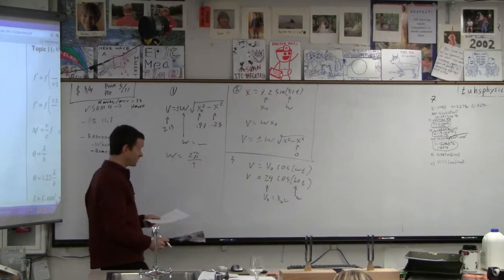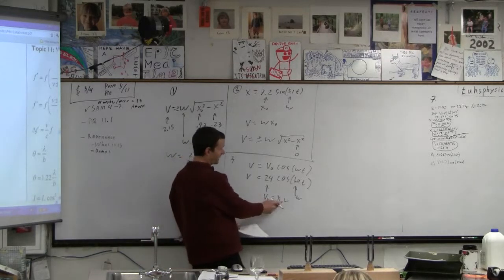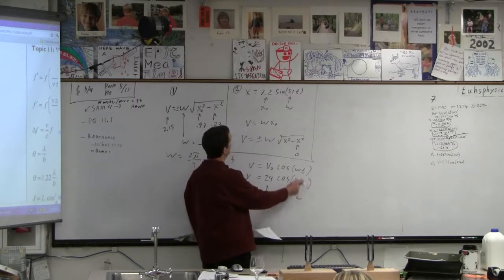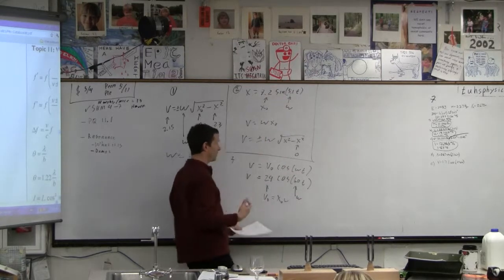So write an equation for position. All you need for position is what x naught is and what omega is, right? And then you're going to write an equation like that, only it'll be different.